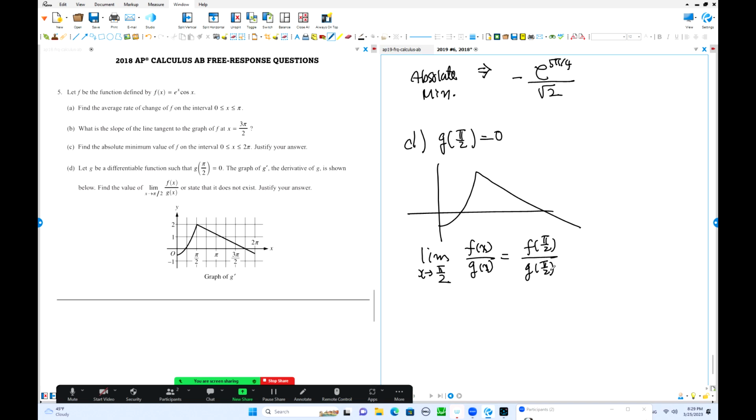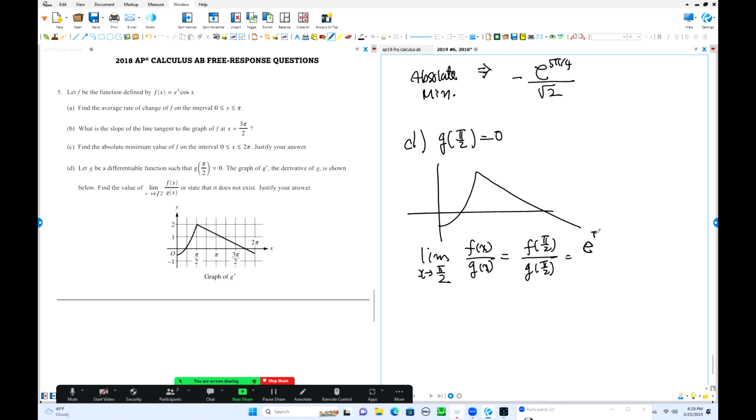Right? But g of pi over 2 is 0, that is undefined. But f over 0 is how much? Put this number in, f over 0. Cosine 0, that is undefined, right? Oh, no. Cosine pi over 2 is also 0, isn't it? Put this number in, and this is what?